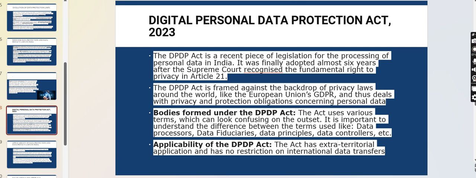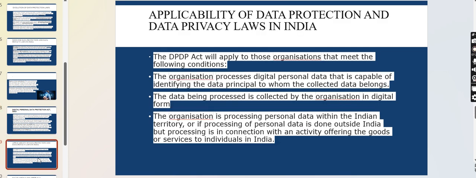Now, if we see the applicability, the DPDP Act is applicable without restrictions. Extraterritorial applications are there, and there are data transfers which have no restriction according to this. That applicability is a point to note. Now, what is the applicability of data protection and data privacy laws in India?